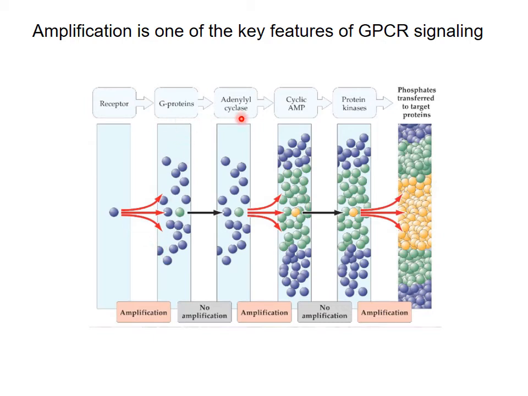These G proteins are going to lead, there is no amplification in this step, but they are going to activate as many adenyl cyclase enzymes, which will then, in the next step of amplification, be able to produce many cyclic AMP molecules. Cyclic AMP is going to activate many protein kinases, so there is no amplification in this step, but then with protein kinases there is a huge amplification. They can phosphorylate many different target proteins. So we have a tremendous amplification from neurotransmitter binding to one receptor to the amount of changed target proteins at the end.